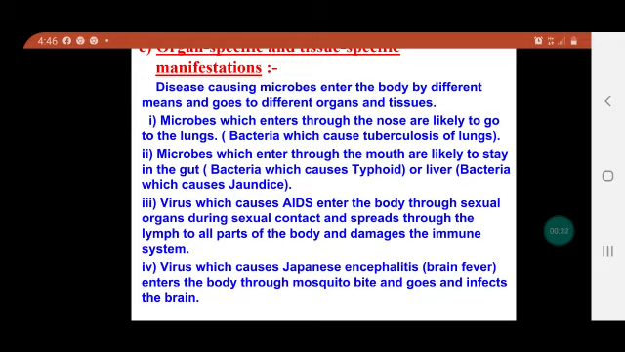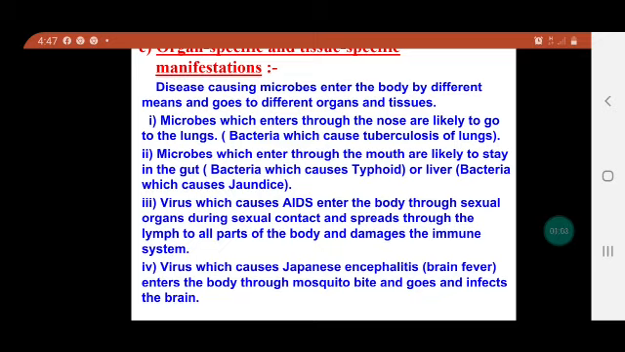Okay. And they go to different organs and different tissues. All the germs do not go and lodge in the same organ or tissue. You know that, right? Each and every microbe has a particular organ in which it lives and thrives and causes symptoms, right? For microbes which enter through the nose, where are they likely to go?